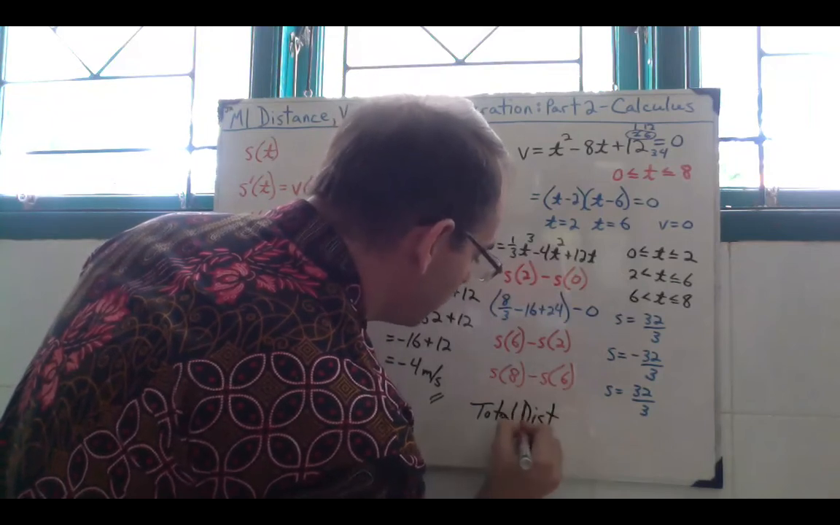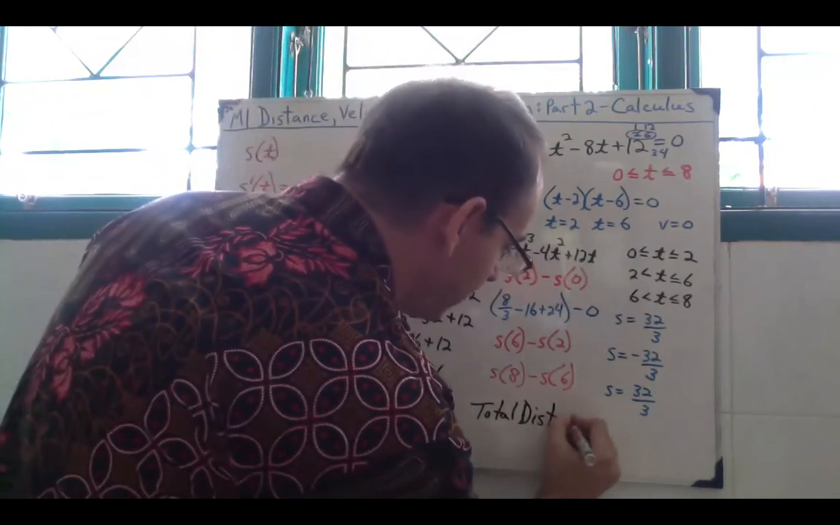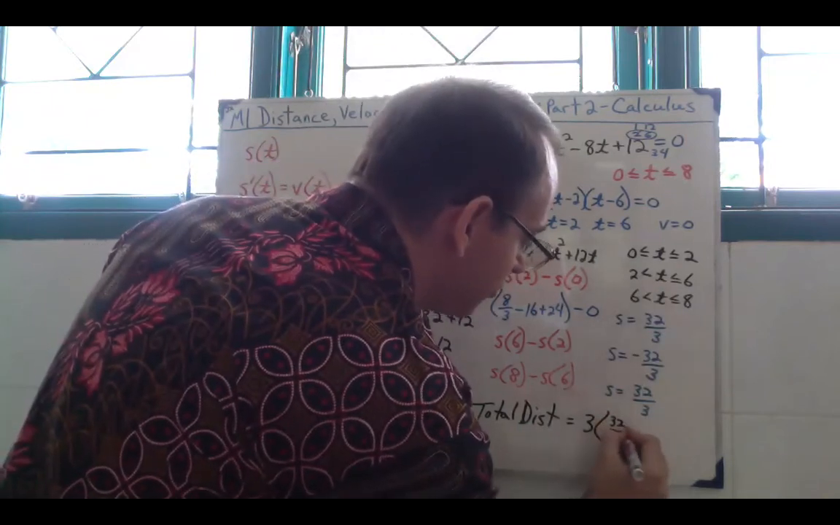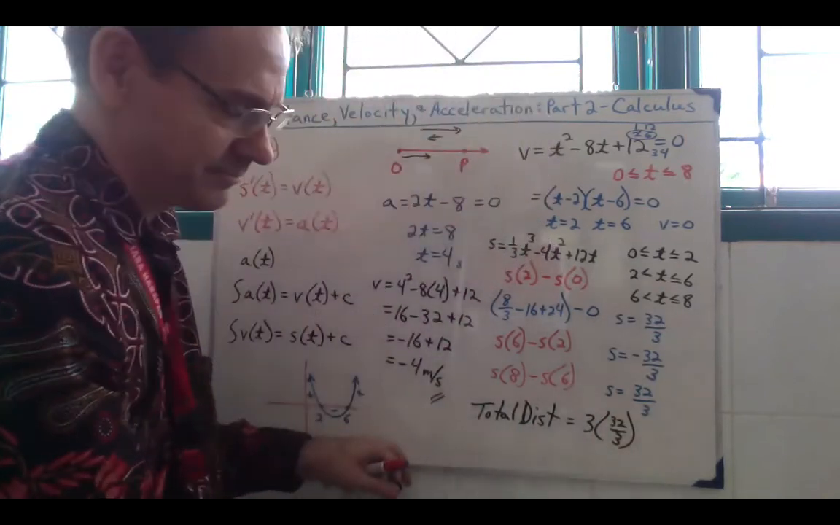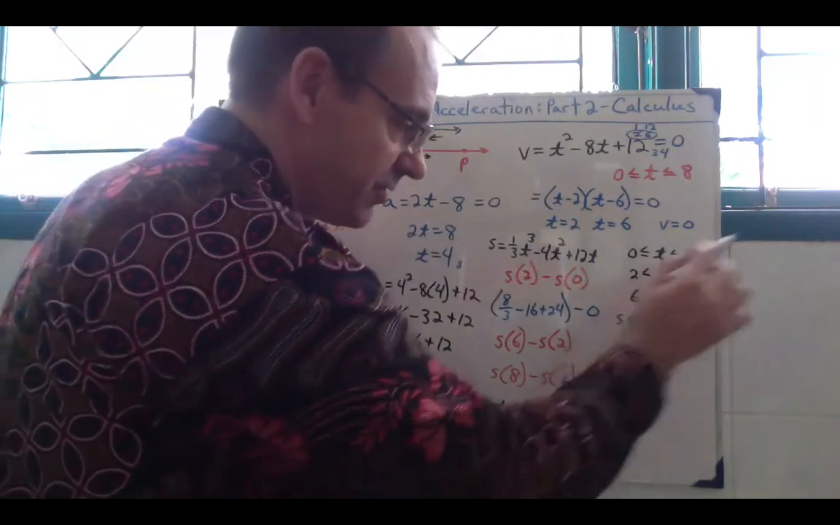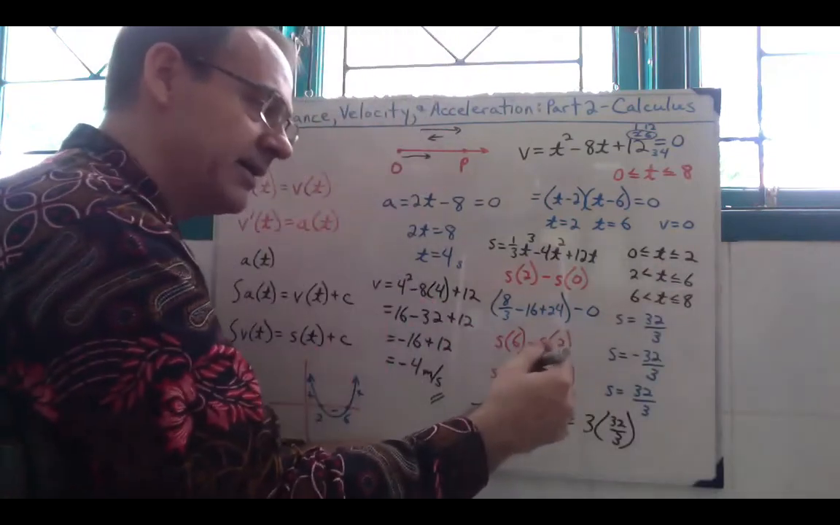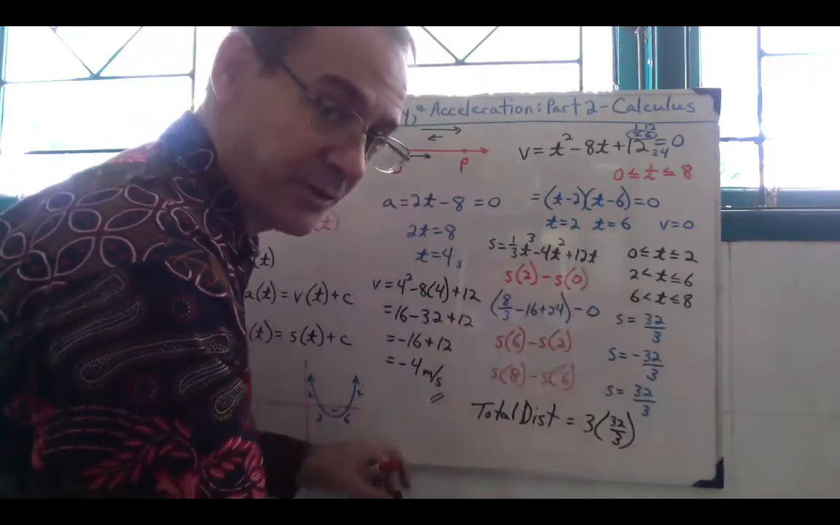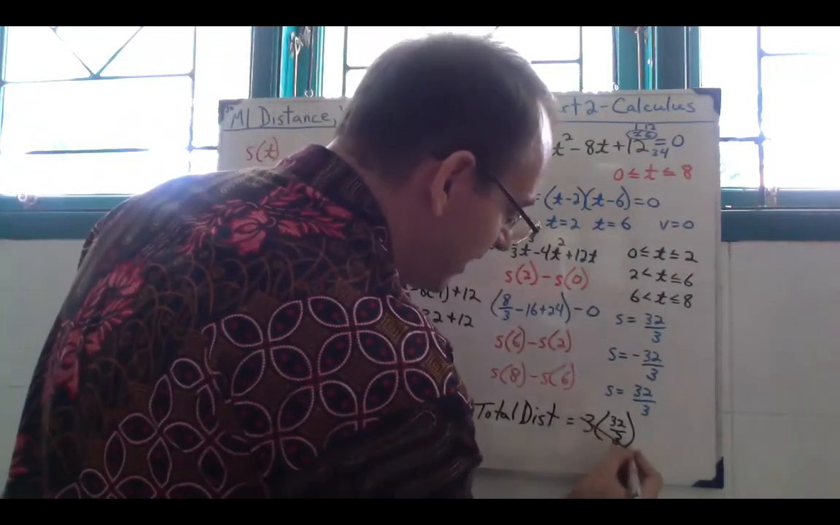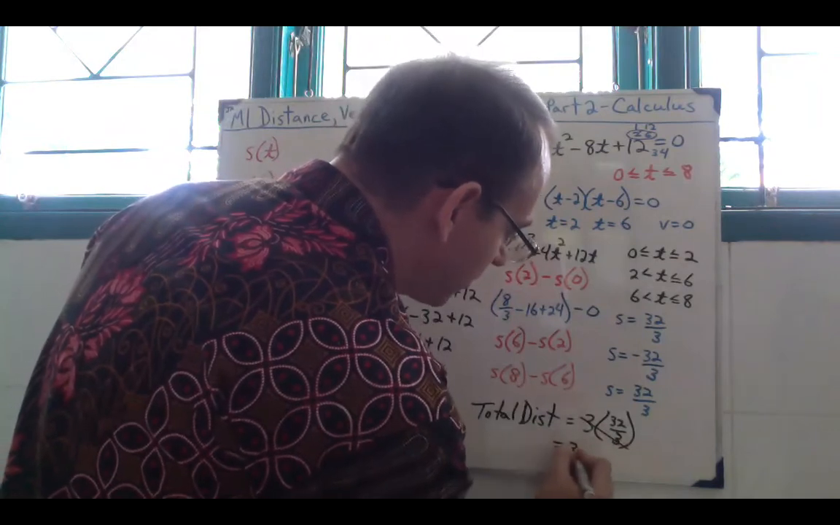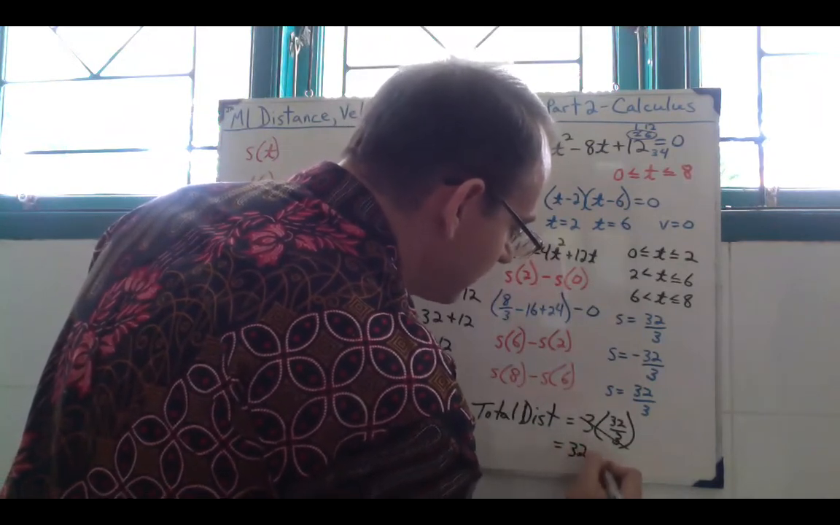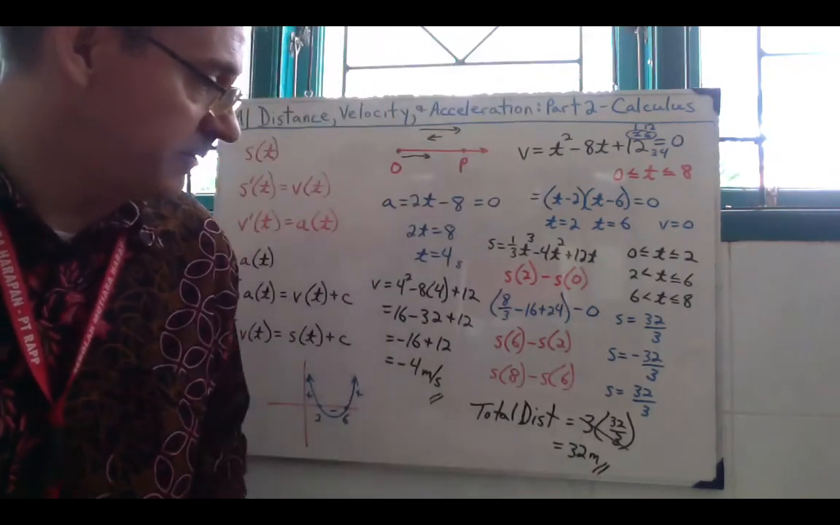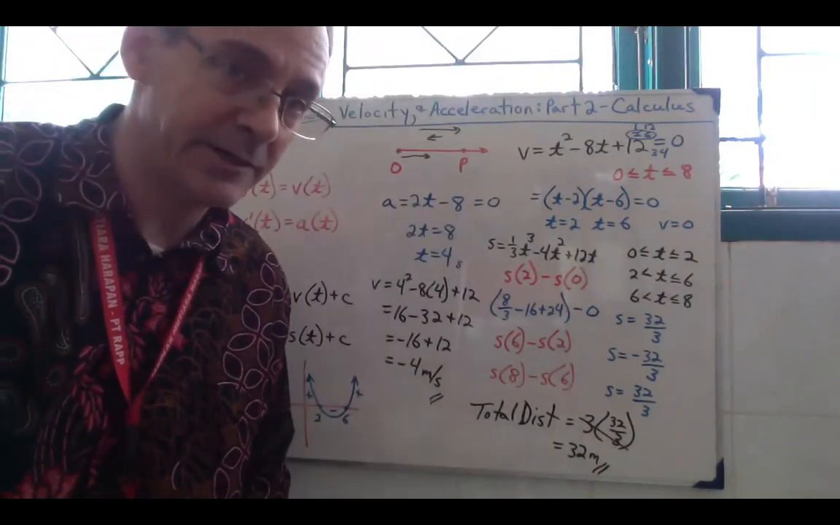The total distance here is going to be 3 times 32/3. Okay, so 32/3 that way, 32/3 back, and then 32/3 forward again. So it went back and forth the same place. And this cancels and gives us a total of 32 meters that this particle has traveled. Total distance of 32 meters.